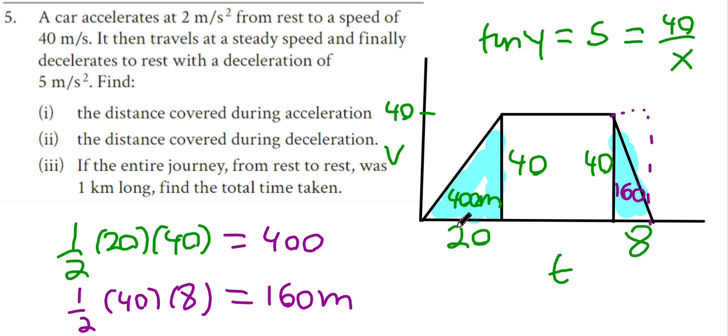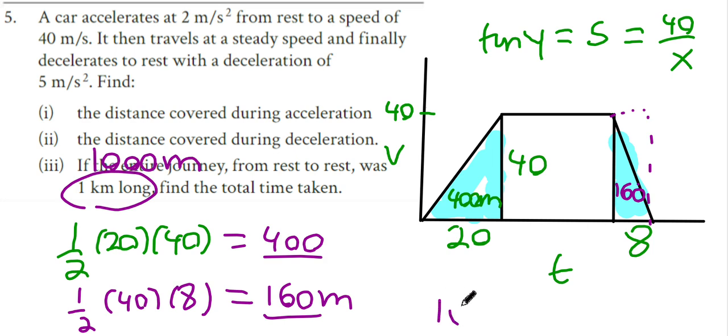Now, we're told the entire journey takes a full kilometre, and a full kilometre is obviously 1,000 metres. So how much distance is left over for the rectangle in the middle? It's going to be your 560 for your acceleration and your deceleration. Get 1,000 and take away 560, and you get 440.